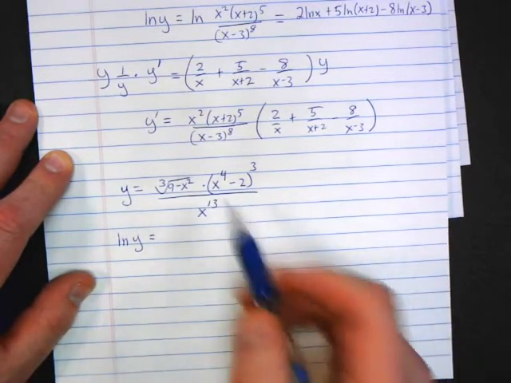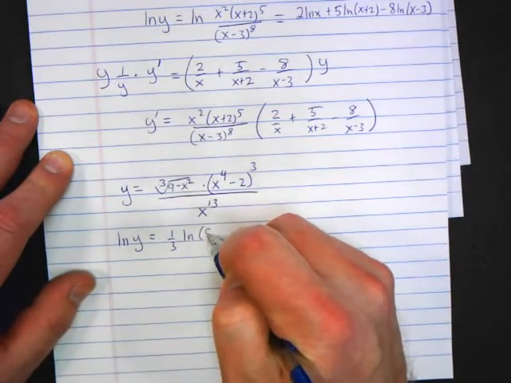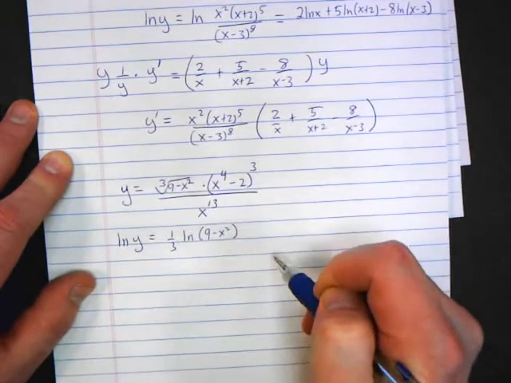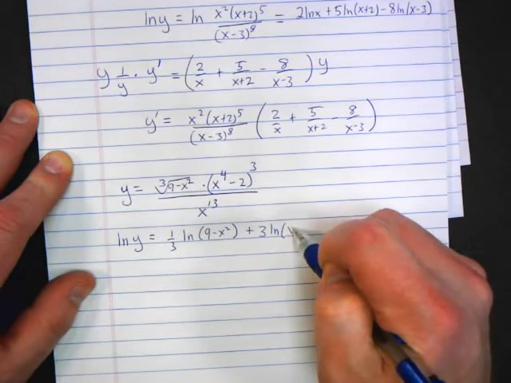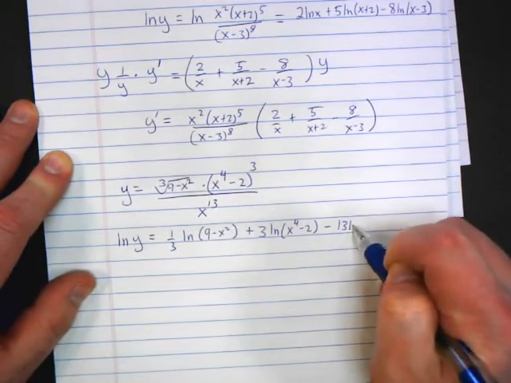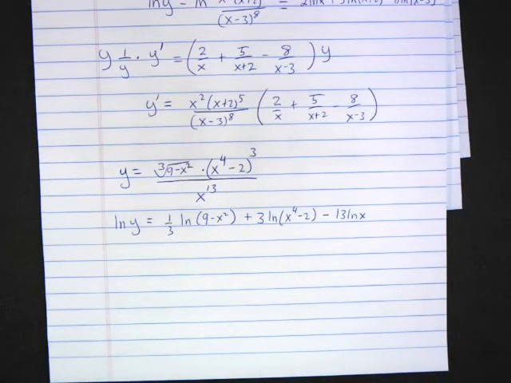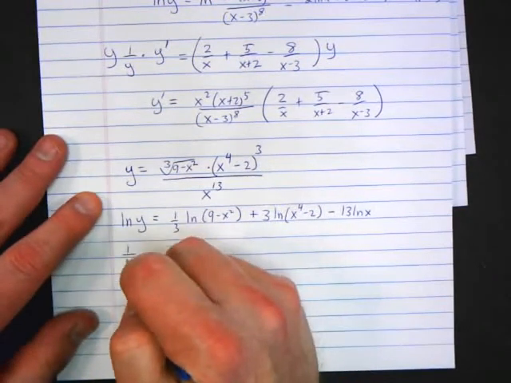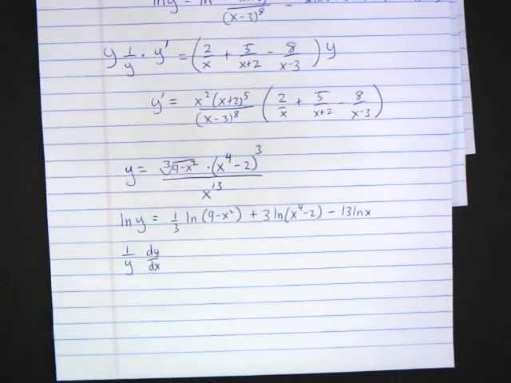All right, so what's going to happen? We're going to have a 1/3 ln of 9 minus x squared plus a 3 ln x to the 4th minus 2 minus 13 ln x. We take the derivative. On the left-hand side, the derivative of ln y is 1 over y dy dx. Or if you prefer y prime, you can write y prime.